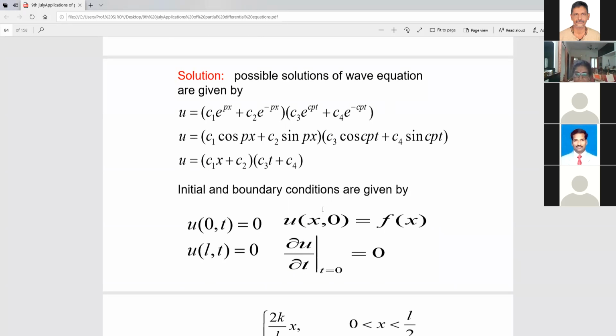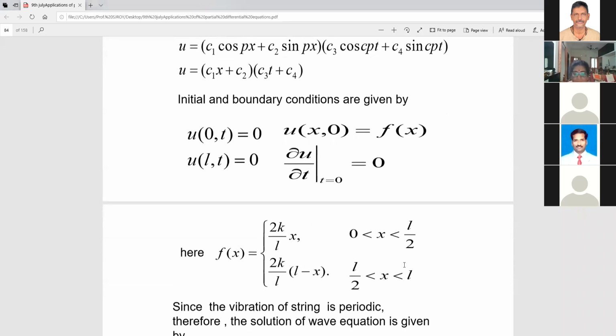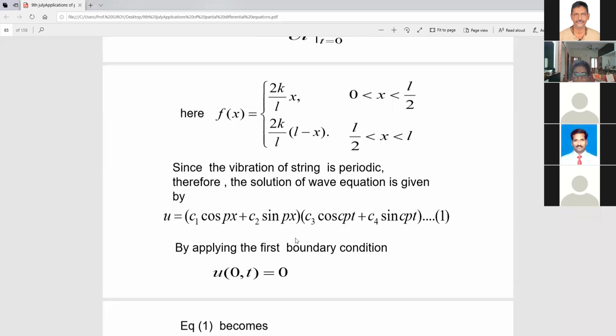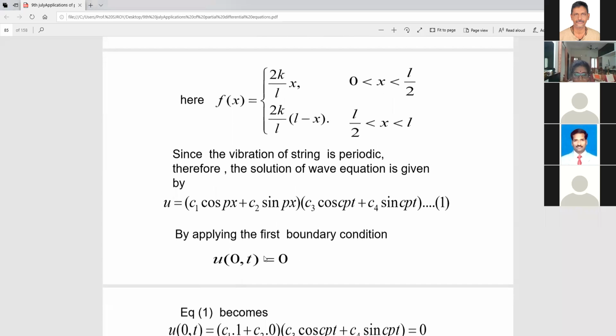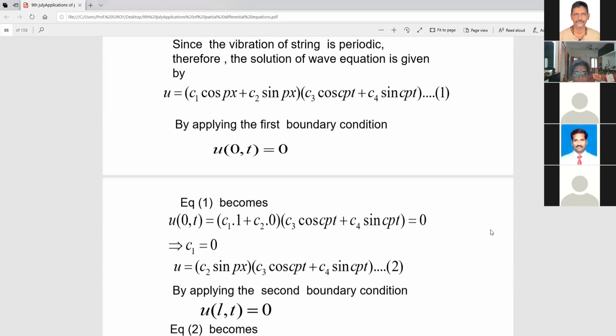And they have given initial displacement. Initial displacement is given as a function of x. So I am not giving the complete one, I am just giving it as f of x. And initial velocity is 0, they have given. So now one by one we'll be doing this problem towards the answer. So apply the boundary conditions one by one. How many are there? C1, C2, C3, C4, and we'll be getting the value of P. All these things we'll be finding using the boundary conditions and initial condition.